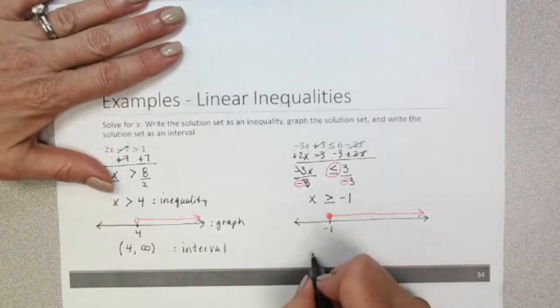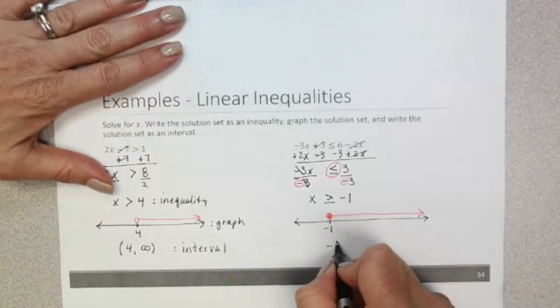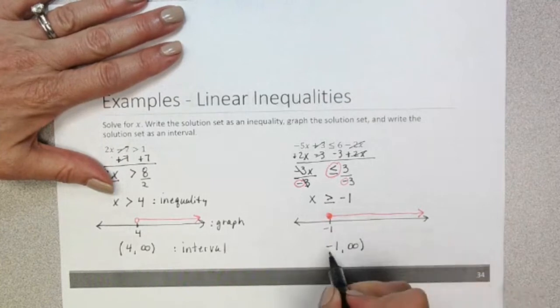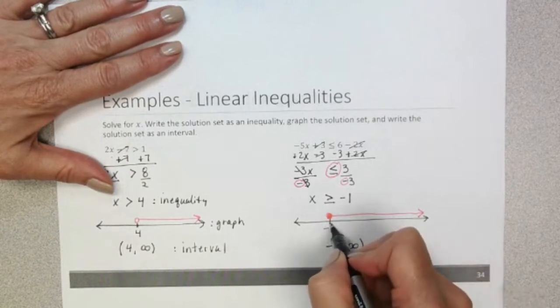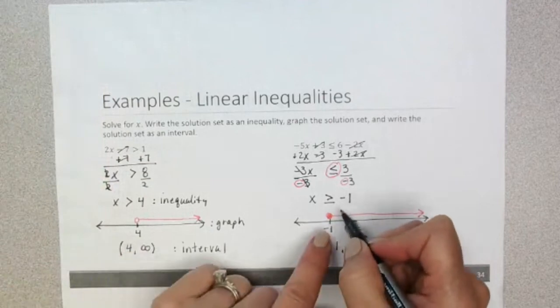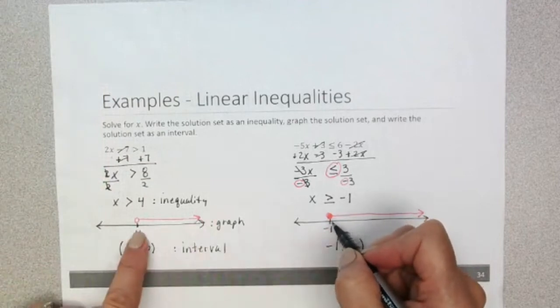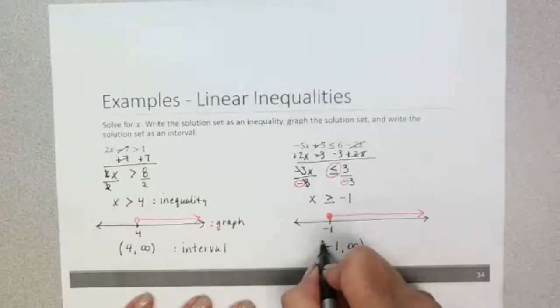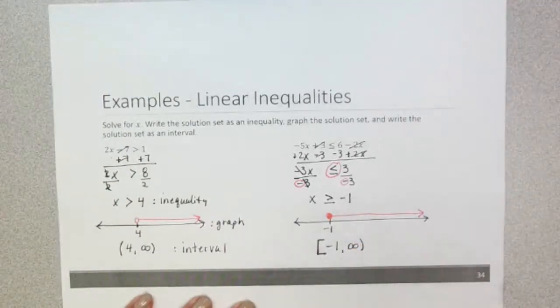Right? My interval notation for this is going to be negative 1 to infinity, always a parenthesis by infinity. But since this negative 1 can be included, it's a closed interval compared to this open interval. I don't want to put a parenthesis by the negative 1. I want the square bracket, which indicates a closed interval on this end.